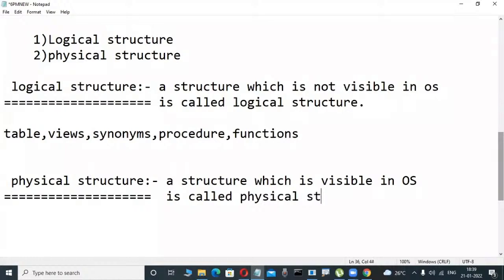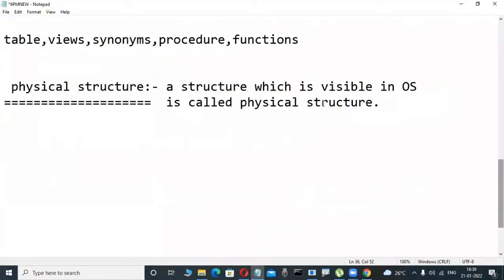Who are the persons working in this physical structure? Observe it here. It's a big concept. I'm telling you the definition side only, because today I will tell you which definition of a database is correct. Now check it out. A structure which is visible in the operating system is called a physical structure.